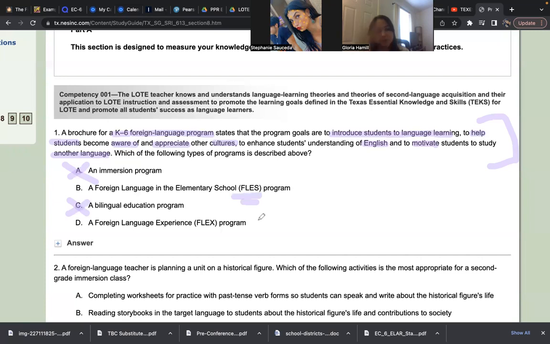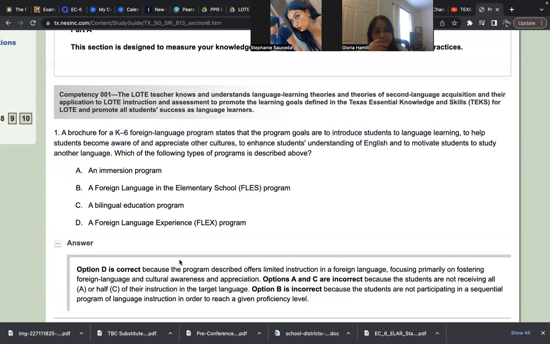Just an experience. It just kind of gives you a taste of it. So which one best describes it? I would just say the experience one, the flex. That's what I would say as well. Let's see if our ideas are in fact correct. D is correct. So our thinking was correct.